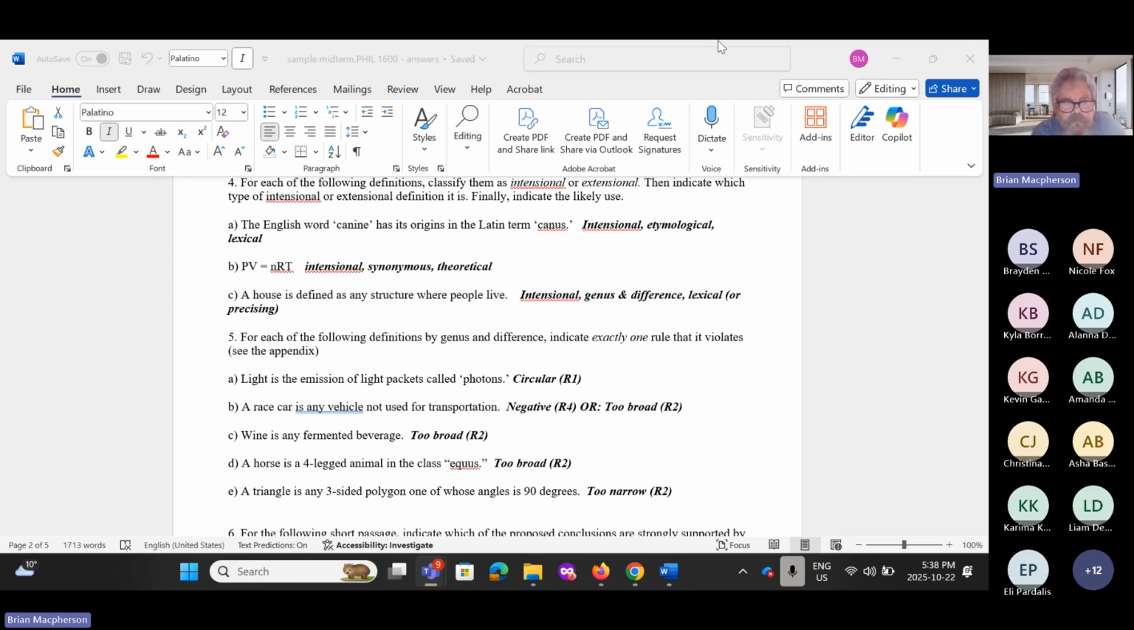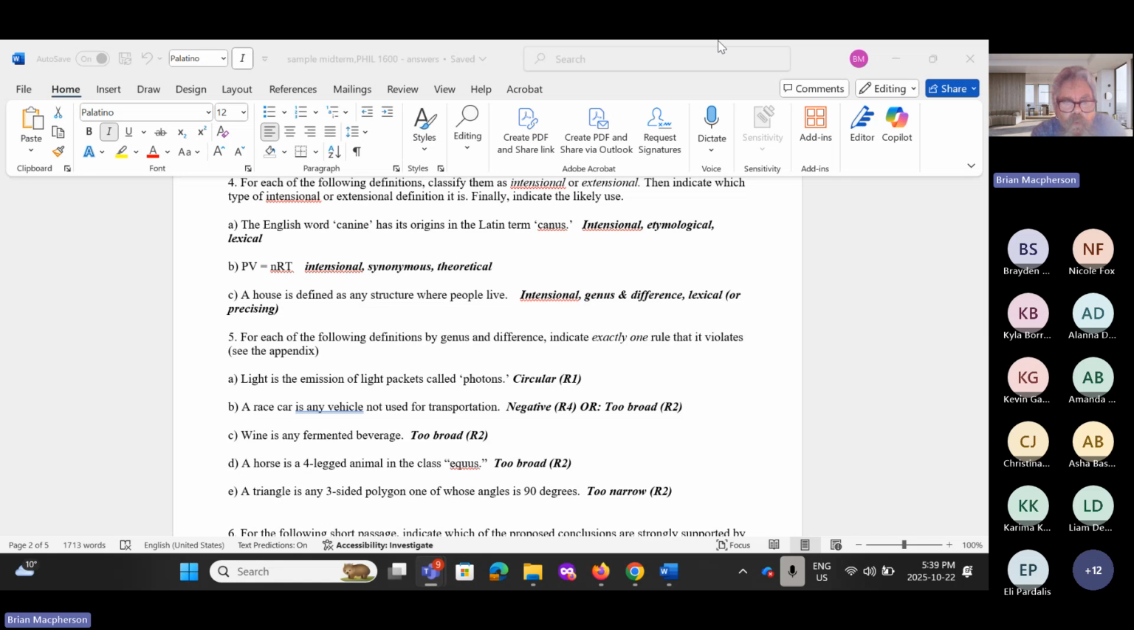So that's R1. Number B, a race car is any vehicle not used for transportation. All right. Notice the word not. So typically when you have a not, that means the definition is negative. So that's R4. It's also too broad because there are a lot of vehicles not used for transportation that are not race cars, right? So, for example, people that are into classic cars, they'll soup them up and make them look really nice, but they never drive them, right? So it's either negative, I would take that, or I would take too broad.